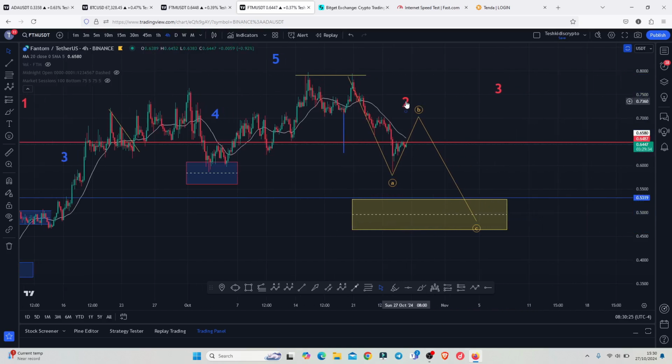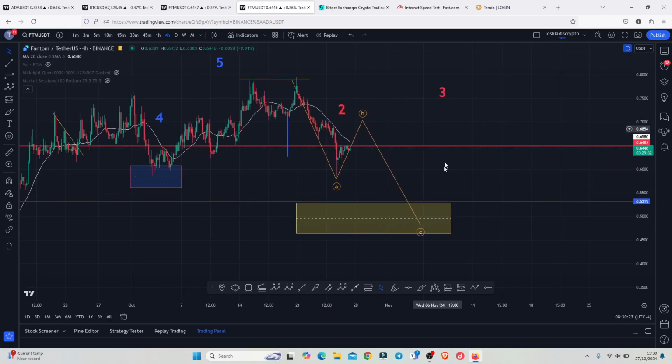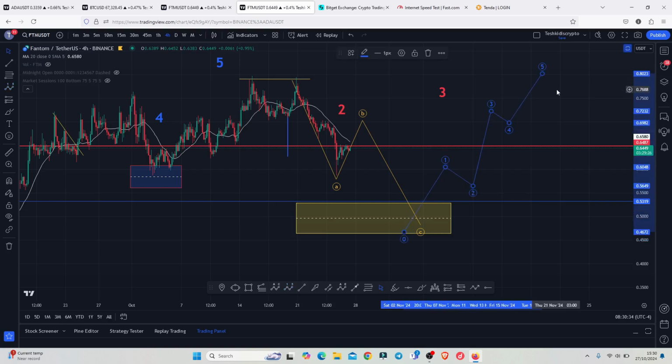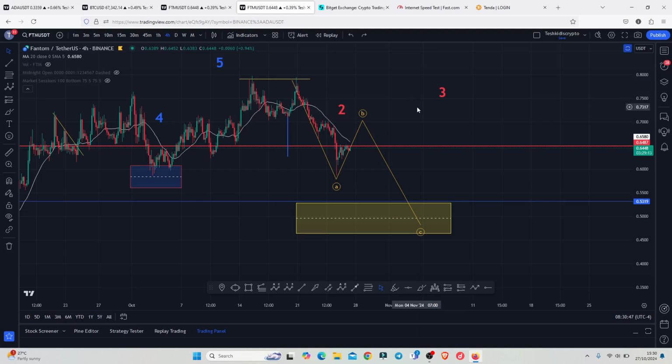Then once we have a low in place for the second wave, I will be expecting to see a very impulsive movement to the upside in a 5-wave structure in what I will be terming as the start of an impulsive Elliot wave count 3. So that is all I'm expecting to play out here on the Fantom chart, on the short term and also on the long term. And let's be patient and see how that plays out, and I will ensure you stay up to date.